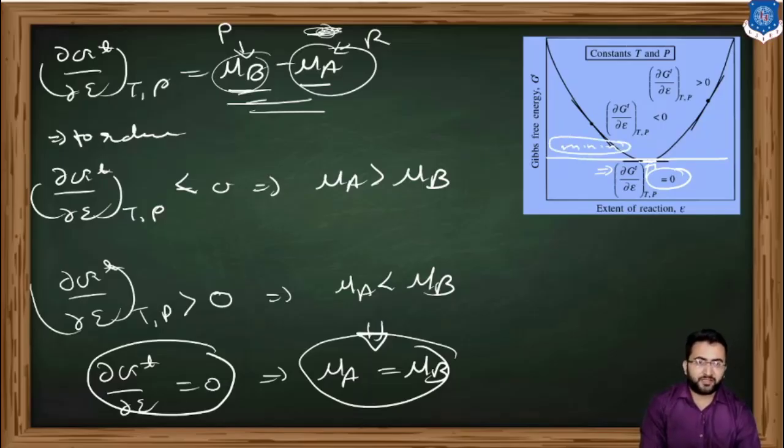Well, the Gibbs free energy is minimum when the chemical potential of component A and the chemical potential of component B are the same, or also we can say that the chemical potential of reactant and the chemical potential of product are the same. At that time, the Gibbs free energy is the minimum, and the differentiation of that Gibbs free energy in terms of extent of reaction is 0 at equilibrium. So this is how we can prove the Gibbs free energy is the minimum at equilibrium.